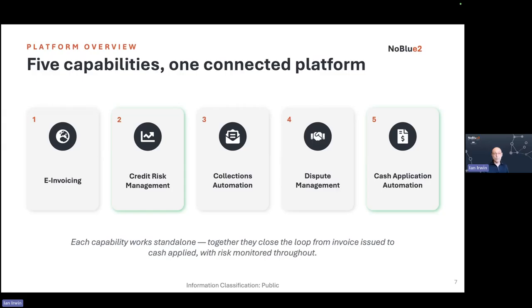We do that from 5 core capabilities. So TaskCollect as a product, we would position as having 5 core capabilities, those being e-invoicing, credit risk management, automation of collections, management of disputes, and automations of cash applications. For the purposes of today, we've got some new functionalities in the credit risk management and cash application automation areas where we're going to take a little bit more time to dig into what those capabilities are.